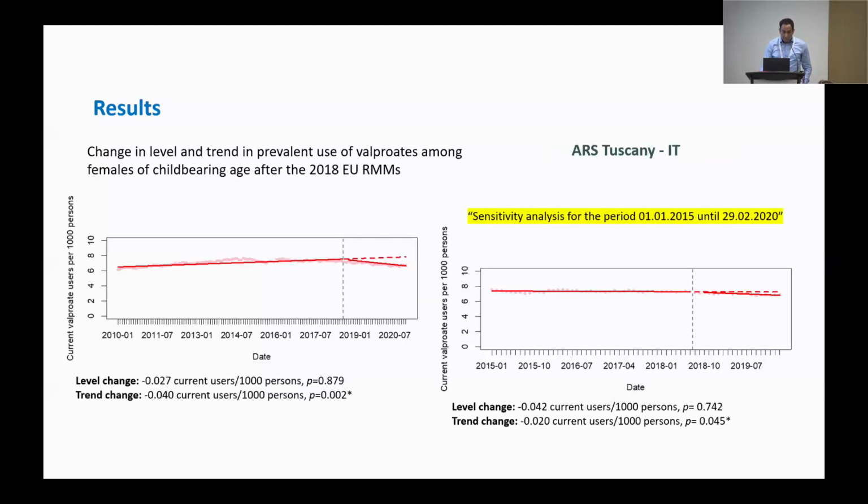This is the results for other centers. On the left, you see the main study period from 2010 until 2020. This is for Ars Toscana in Italy. As you see, there was a significant decline in trend in valproate use after the intervention.